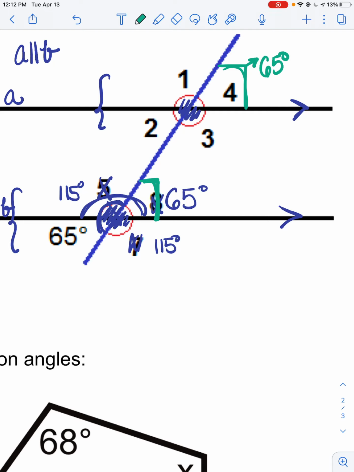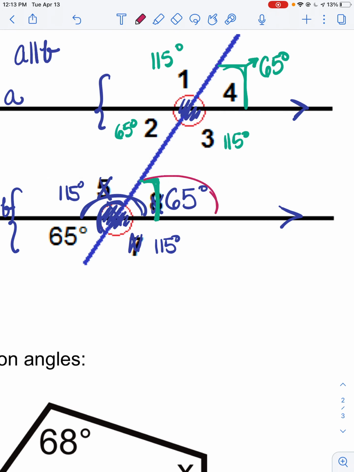I could do corresponding angles across the board and come up with that 115. I could come up with this 65 using corresponding, this 115. There are actually a lot of ways to get the rest of those angles once I've made that jump. But I don't have to use corresponding angles. New idea, so new color. I could have used alternate interior angles.